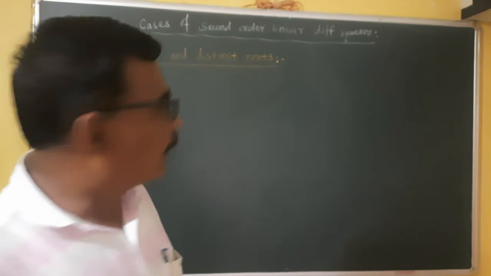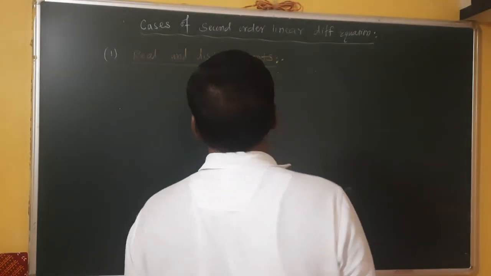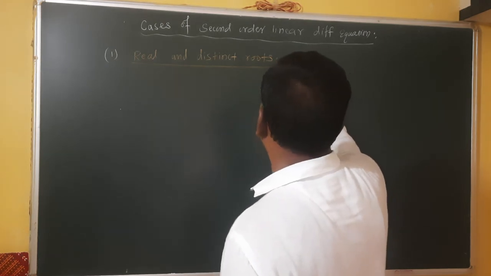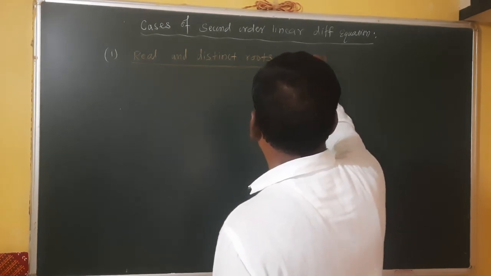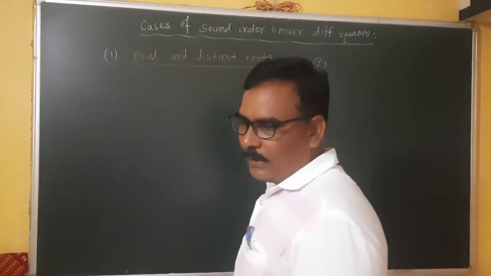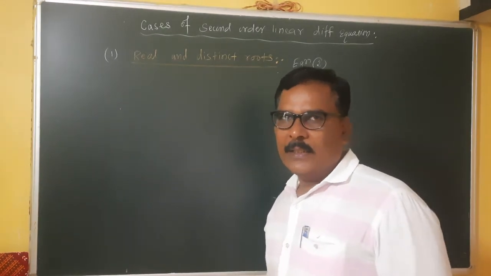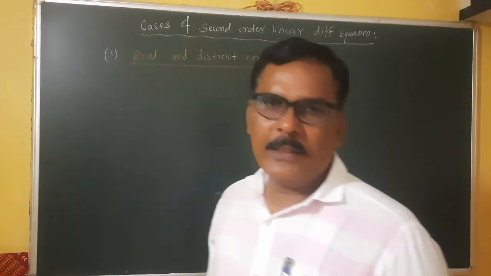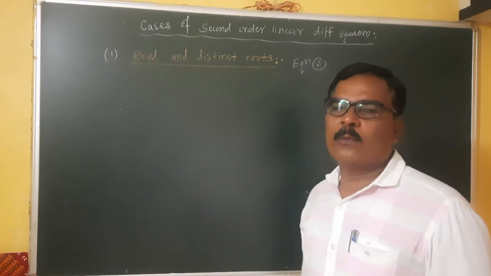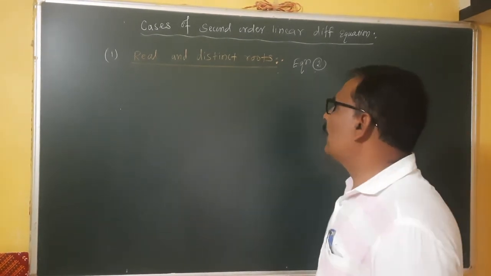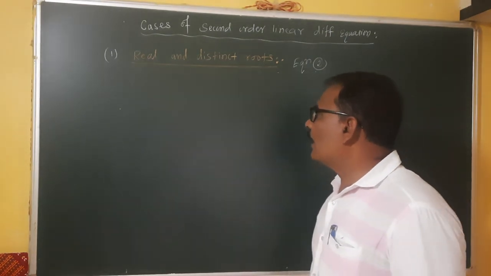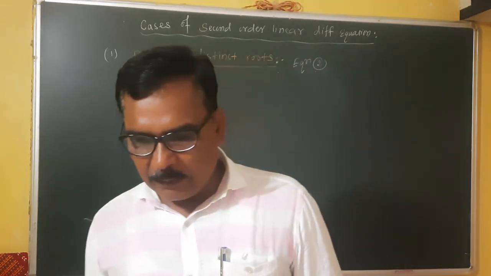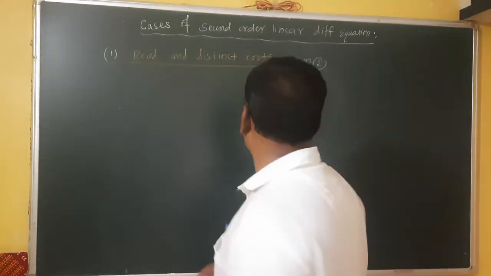Now, first of all, we have to consider the real and distinct roots. For this, we have to consider the auxiliary equation, which we studied in the last period. That is, D square plus a1 into D plus a2 equals 0, that is f of D equals 0. That is called a quadratic equation. The auxiliary equation has real and distinct roots.